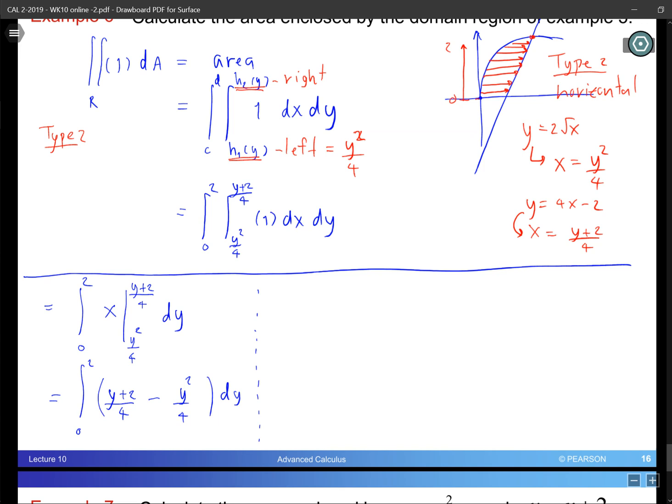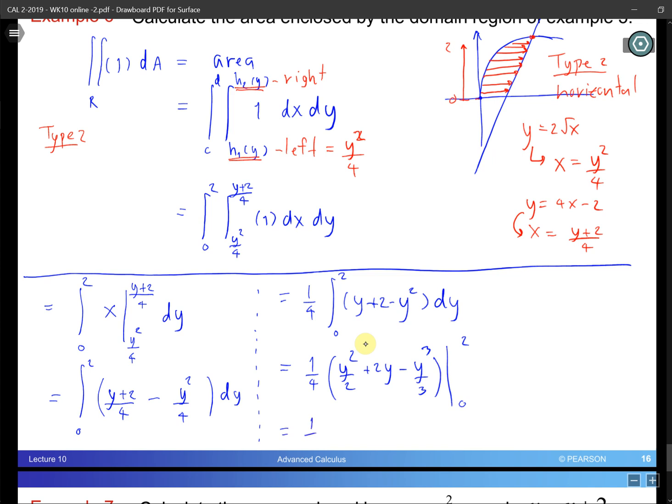We have limited space here. As you can see, we have common terms. I'm going to take the 1 over 4 out so that the calculation becomes easier to work with. So 1 over 4 times the integral from 0 to 2 of y plus 2 minus y squared, with respect to y. This is equal to 1 over 4 times y squared over 2 plus 2y minus y cubed over 3. Now I have to evaluate this at 0 and 2.